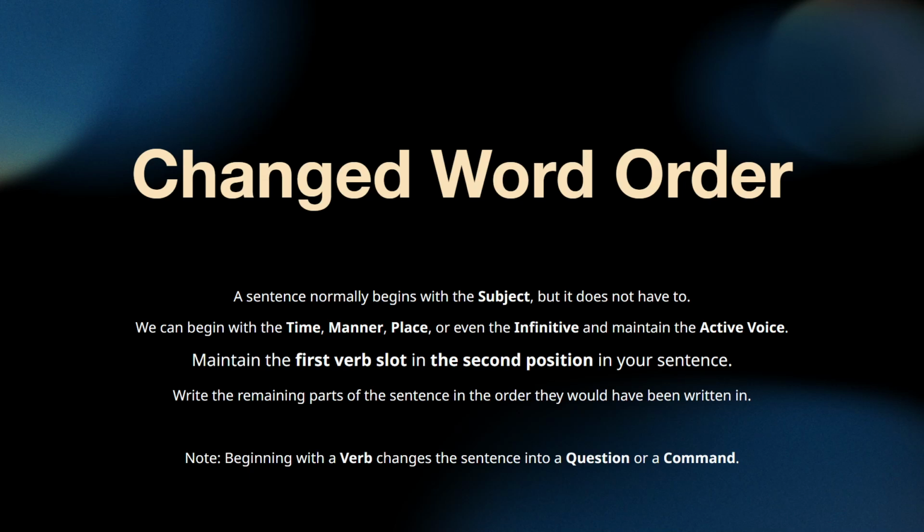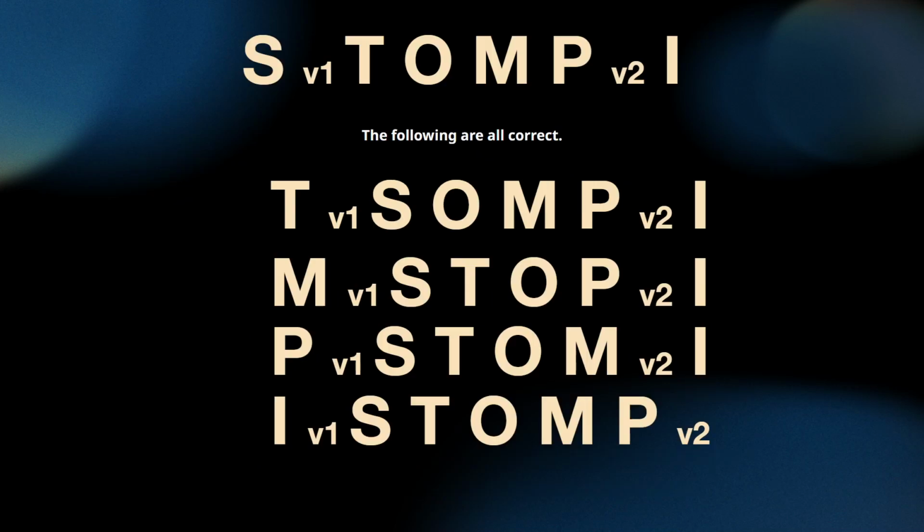Note that beginning a sentence with a verb means that we're going to change it into a question or a command. We'll take a look at those closer to the end of this video. Beginning with the object of a sentence changes it into the passive voice, and it complicates our sentence because it changes the meaning without changing it entirely. But don't worry, we'll take a look at passive voice in a future video.